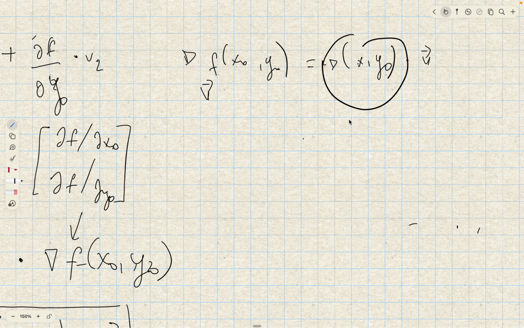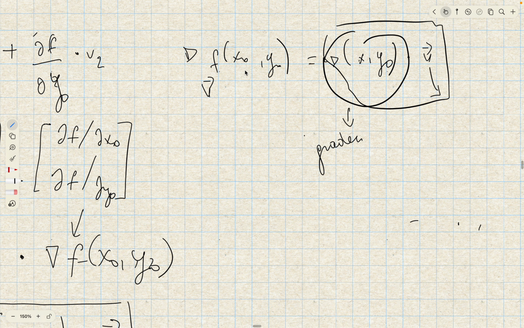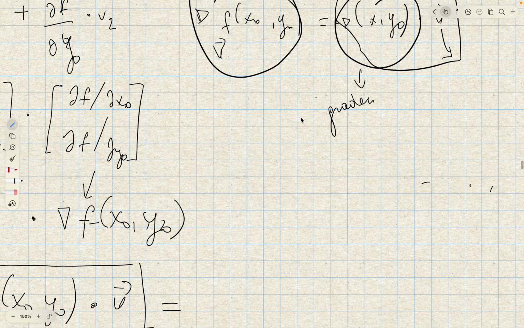This is the gradient vector, and this is the vector that we move in the direction of, in the input space. And we want to see how this function changes if we just move in this direction v. And we will prove this equals this.